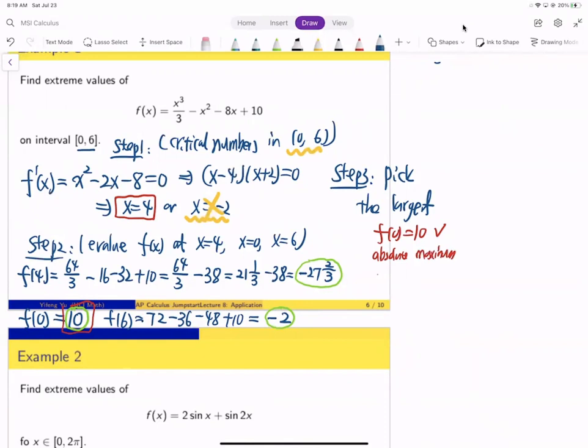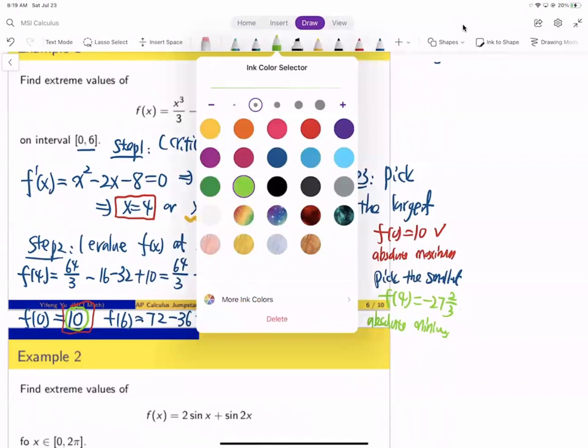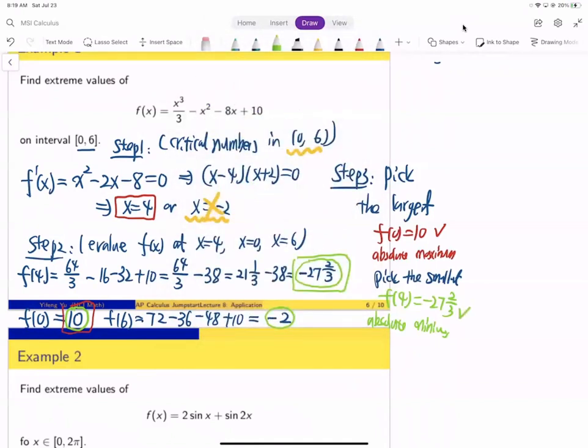And then we pick the smallest, right? Obviously, what you have here is the smallest: F4 equals negative 20 over 3. And this is the absolute minimum. All right, so we find the absolute maximum is 10, and the absolute minimum is negative 27 and 3/3.